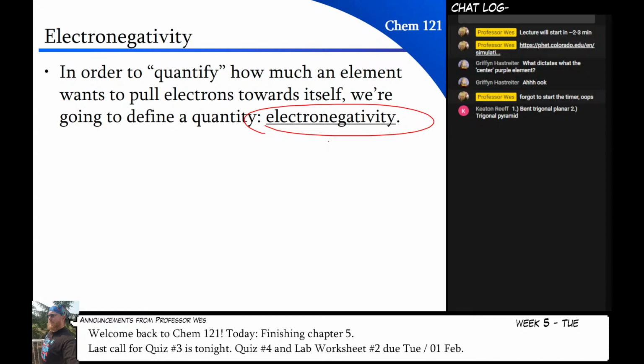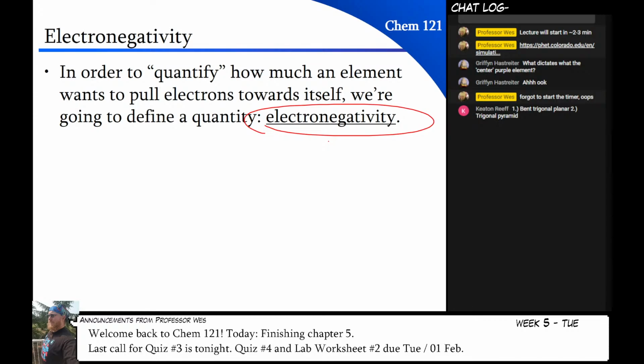Now you might think, oh, this is going to be easy. I'm just going to count protons. Well, it turns out distance is important too. Small atoms get the electrons closer to the nucleus and have a higher pull. So we have to take into account size and number of protons. We don't really talk about atomic size in this class very much. It's sort of beyond the scope of this class. We talk about it in engineering chemistry.